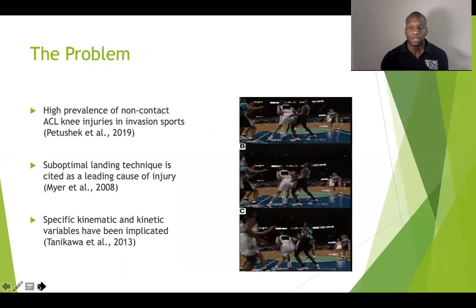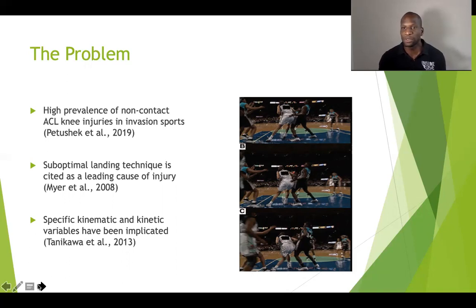So what about the problem? What is the problem that we have currently in regards to landing technique from a rehabilitation or a motor performance perspective? Essentially, we have a high prevalence of non-contact anterior cruciate ligament injuries within invasion sports. And with that, we have some evidence to suggest that suboptimal landing technique is cited as one of the causes in regards to the genesis of this particular injury.